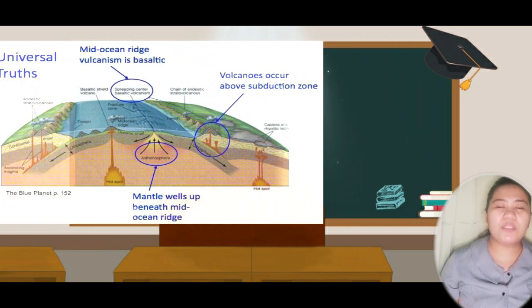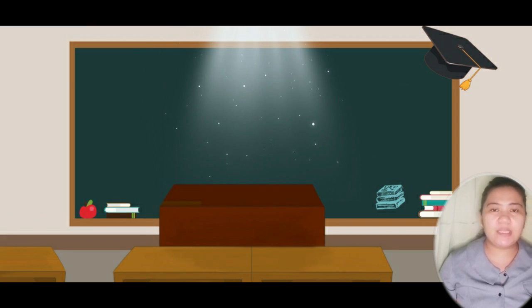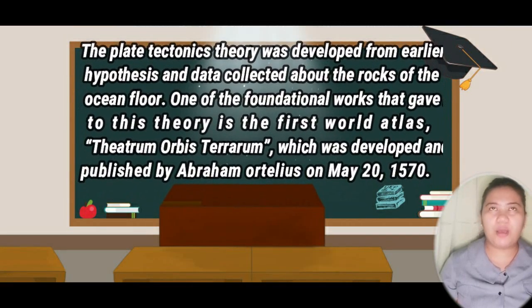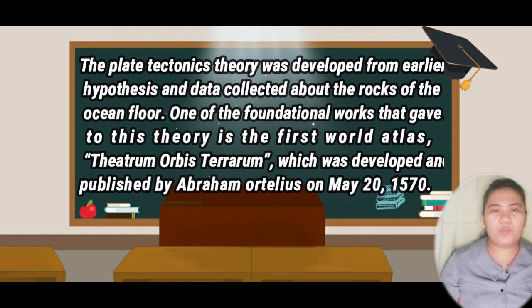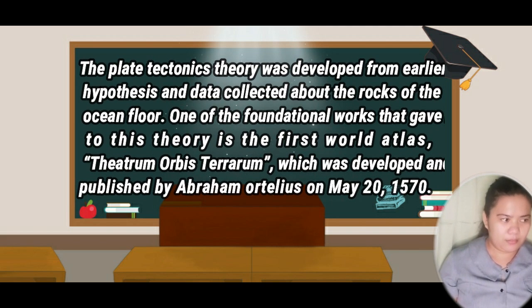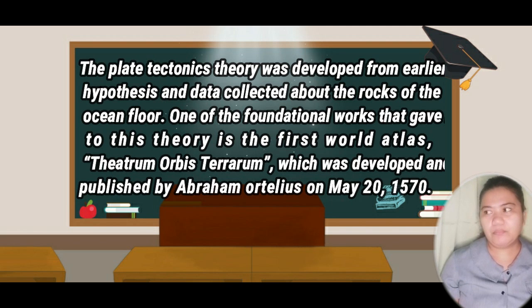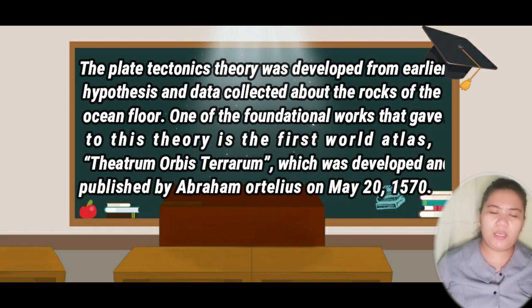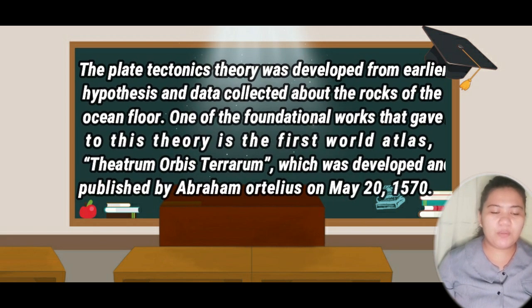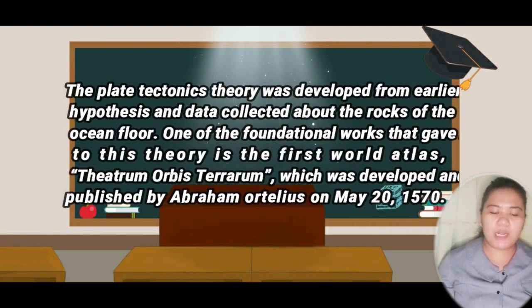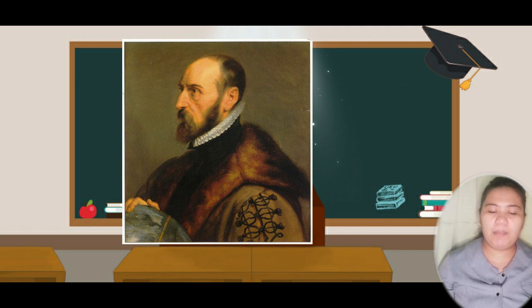The plate tectonics theory was developed from earlier hypotheses and data collected about the rocks of the ocean floor. Okay, so that's one of the evidences. Even the evidences, we will have a separate discussion on that because that is a very huge topic here in grade 10. One of the foundational works that gave rise to this theory is the First World Atlas, the Theatrum Orbis Terrarum, which was developed and published by Abraham Ortelius on May 20, 1570.